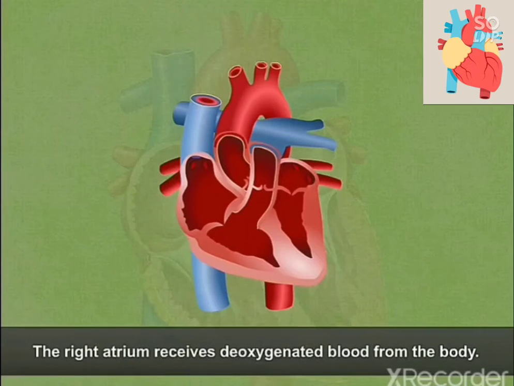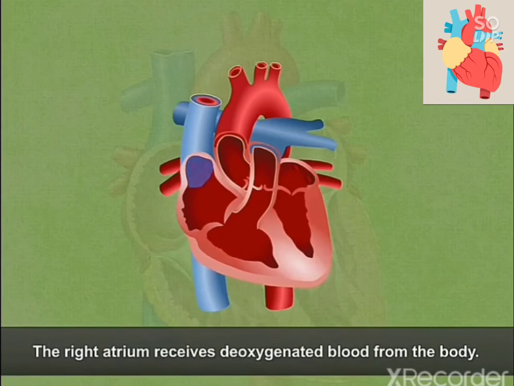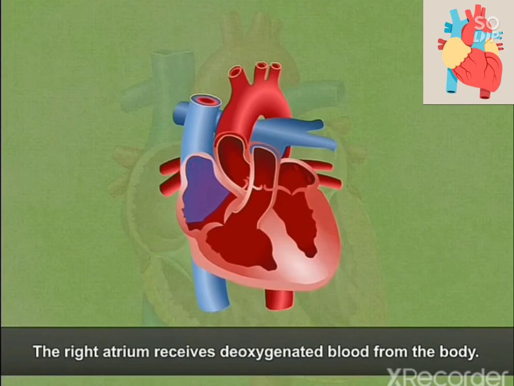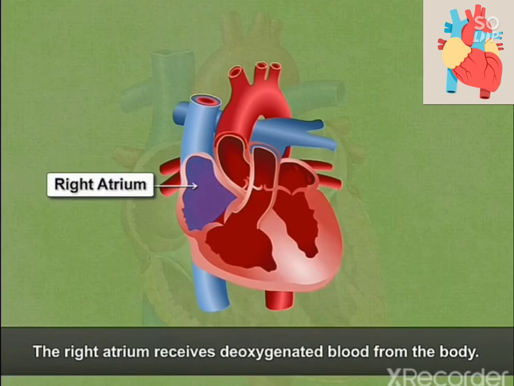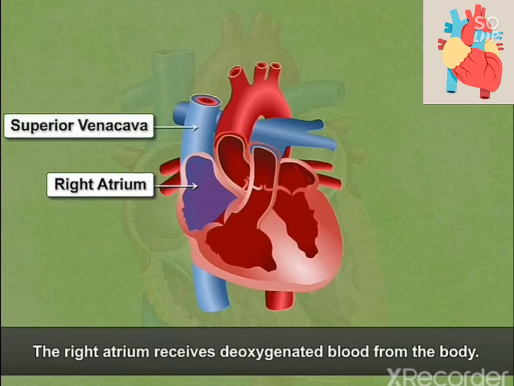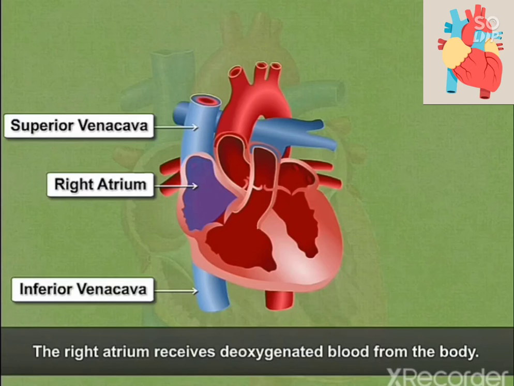During blood circulation, the deoxygenated blood from our body returns to the right atrium of the heart. Blood from the upper part of the body returns to heart through superior vena cava. Blood from the lower part of the body returns through inferior vena cava.